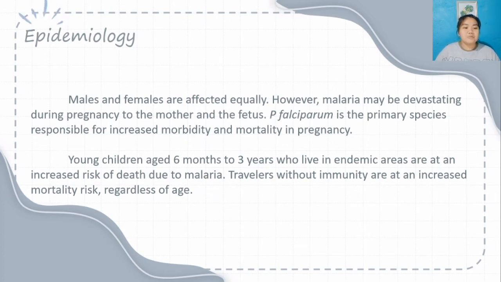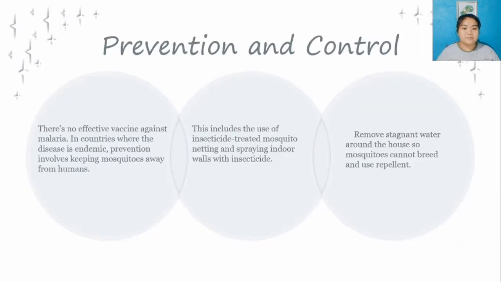P. falciparum is the primary species responsible for increased morbidity and mortality rate in pregnancy. Young children aged from 6 months to 3 years old who live in endemic areas are at increased risk for death due to malaria. Travelers without immunity are at increased mortality risk regardless of age.